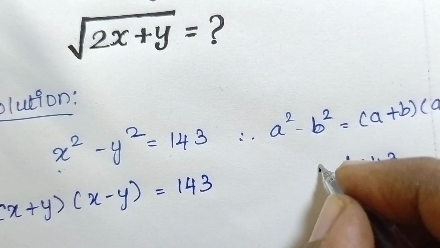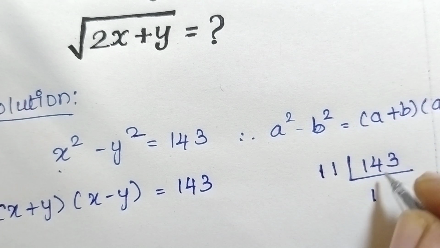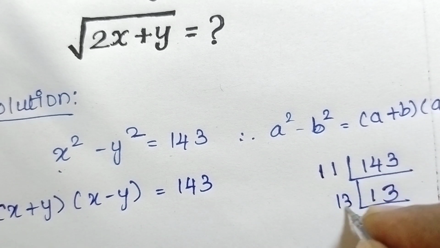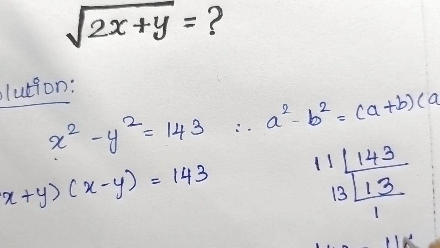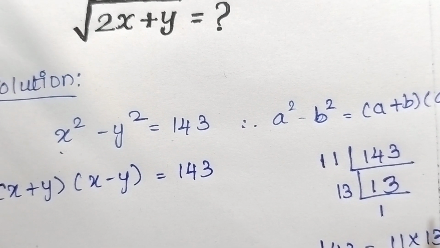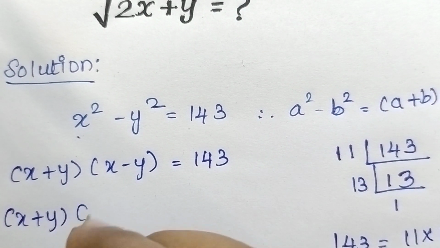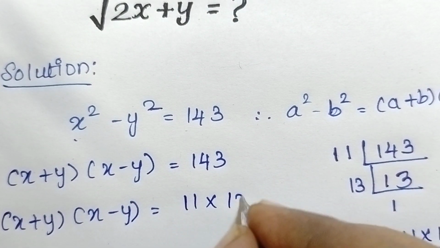So let's start with 11. 1 11 is 11, balance 3. 3 3s are, 11 3s are 33. So 3. So it comes in 13. So the multiples of 143 is equal to 11 into 13. Just substitute these two numbers in the place of 143. Therefore this becomes x plus y into x minus y which is equal to 11 into 13.